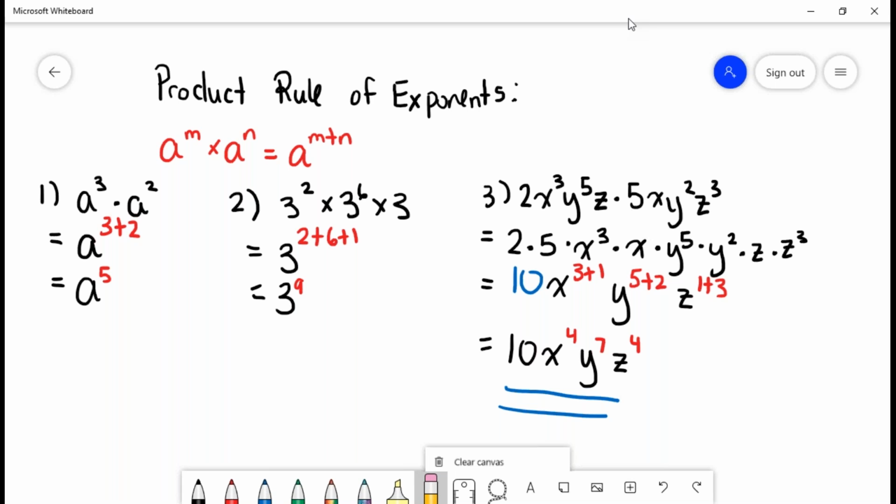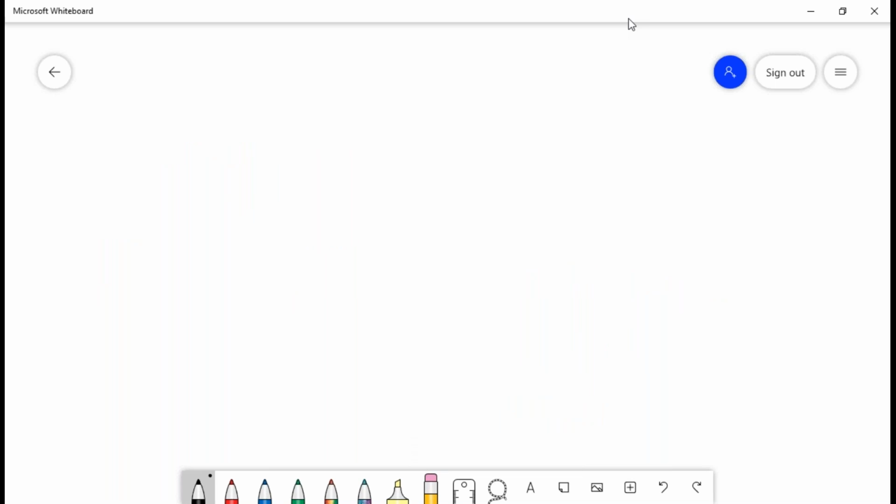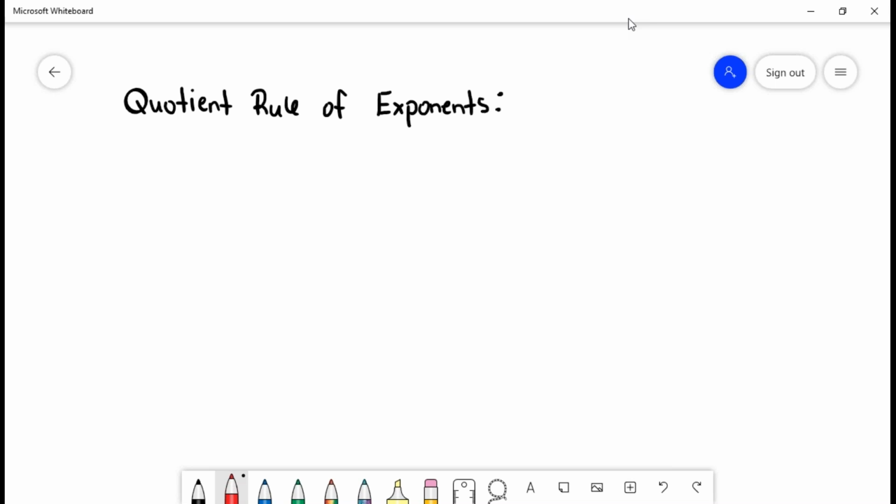So great, now that we've learned our very first law, let's go on to our second one, which is the quotient rule of exponents. So essentially, the quotient rule of exponents states that a to the power of m divided by a to the power of n is equal to a to the power of m minus n.